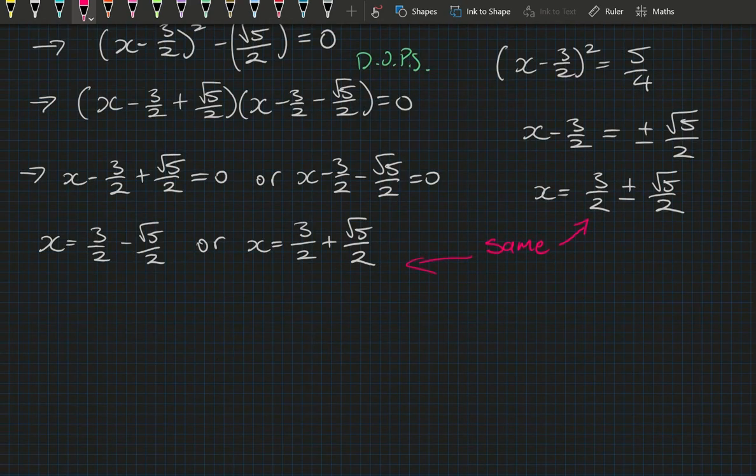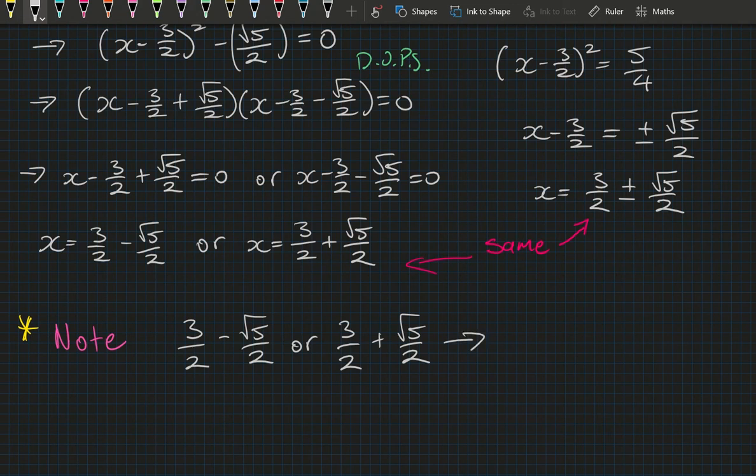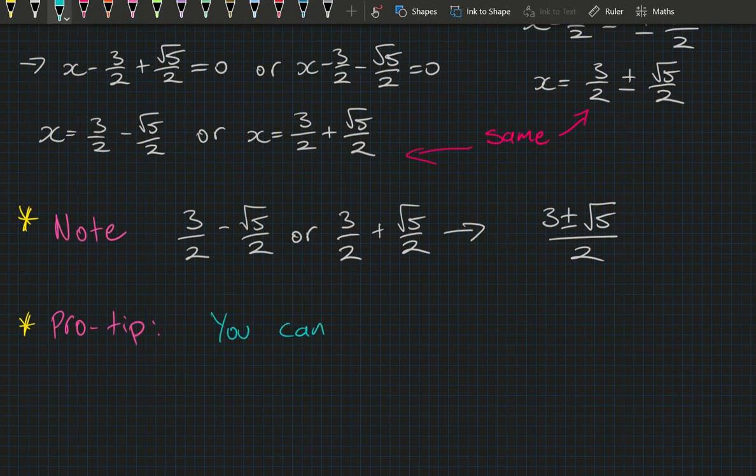Please note that you can write 3 on 2 minus the square root of 5 on 2, or 3 on 2 plus the square root of 5 on 2, as 3 plus or minus the square root of 5 on 2. Of course they mean the same thing, but some people find it neater to have that one fraction.